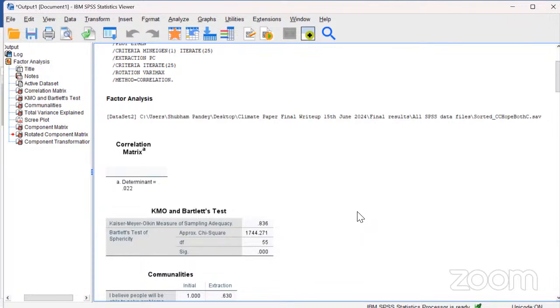Because the Varimax rotation indicates all the factors will be independent. So when you find that the correlations among the factors are 0, that means your Varimax rotation is valid. Understand?